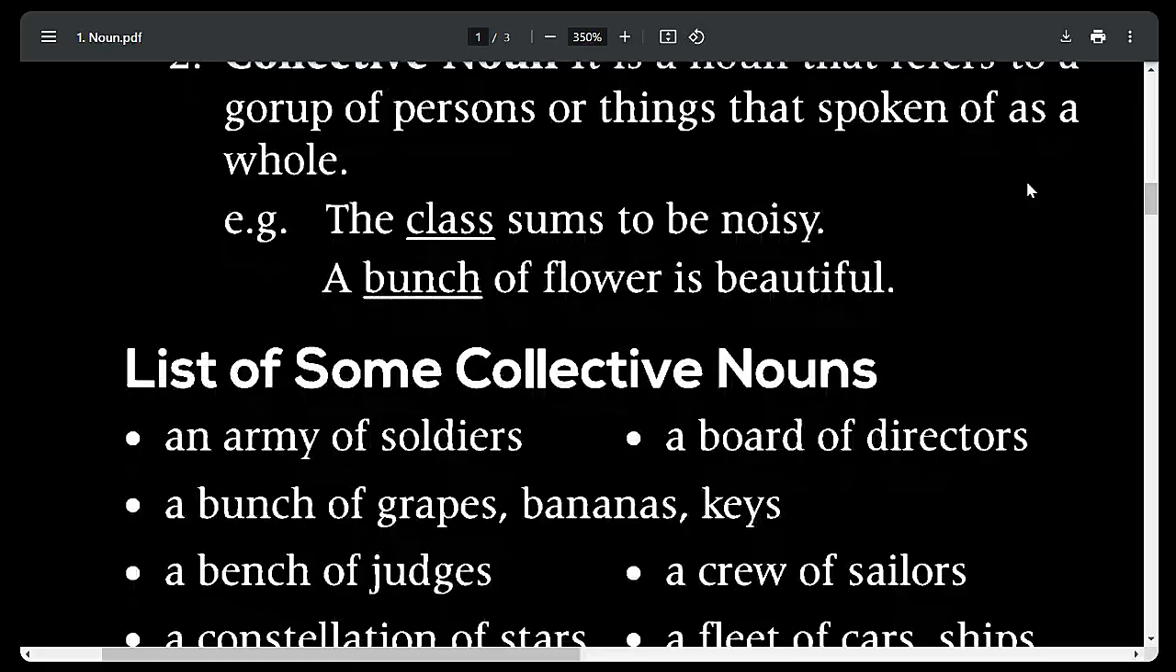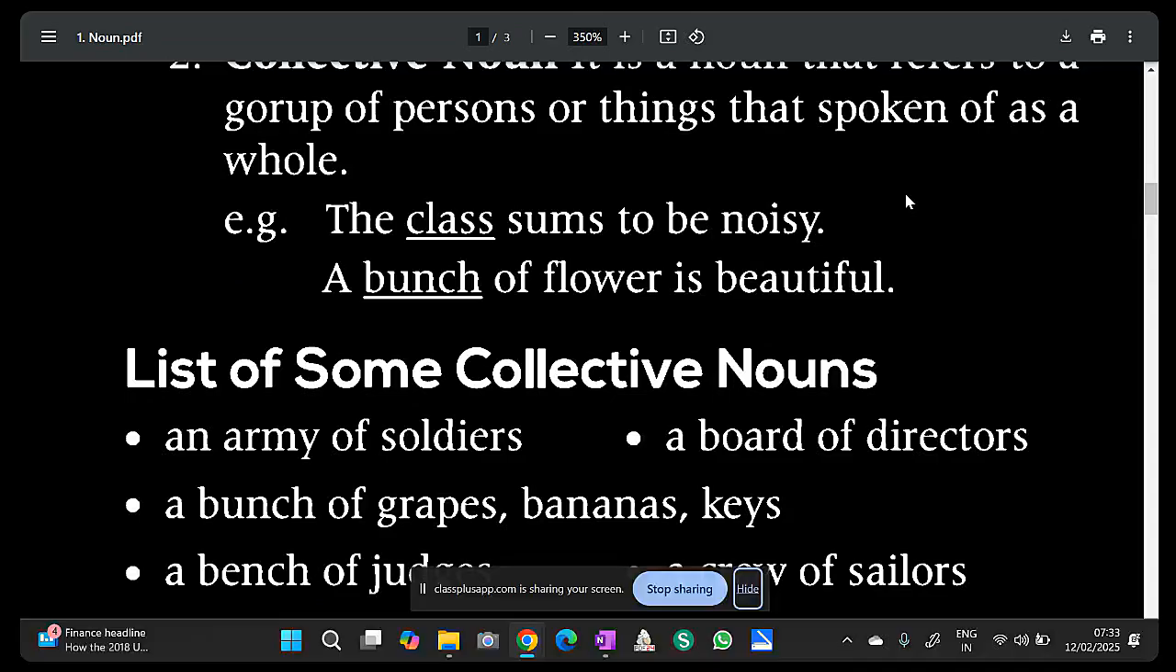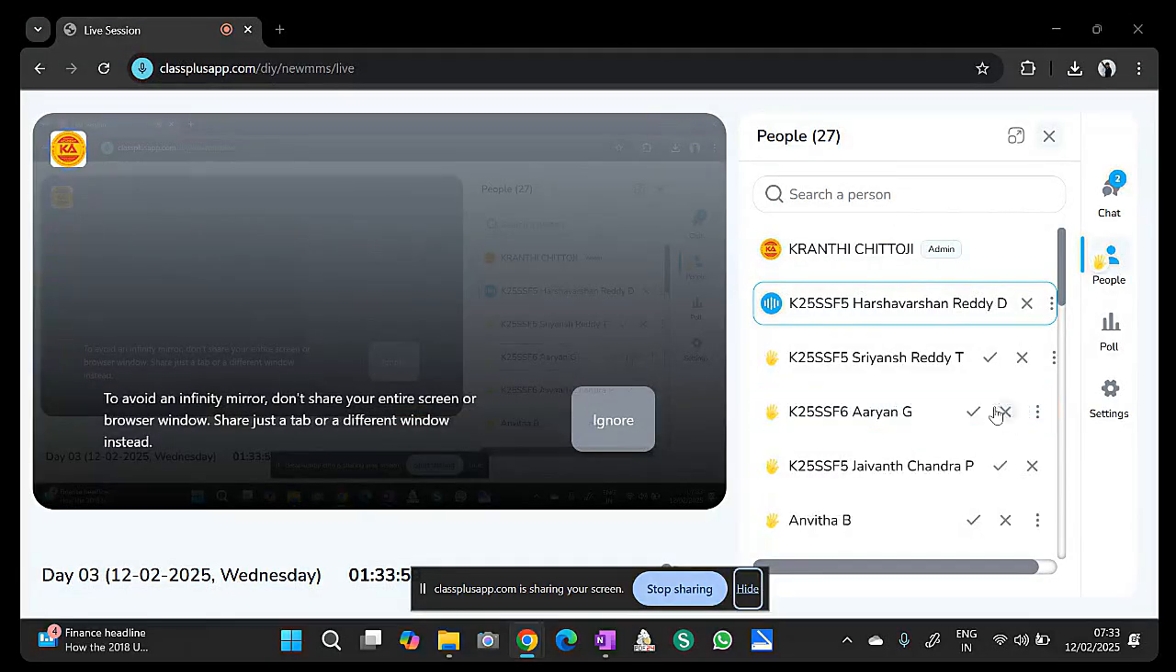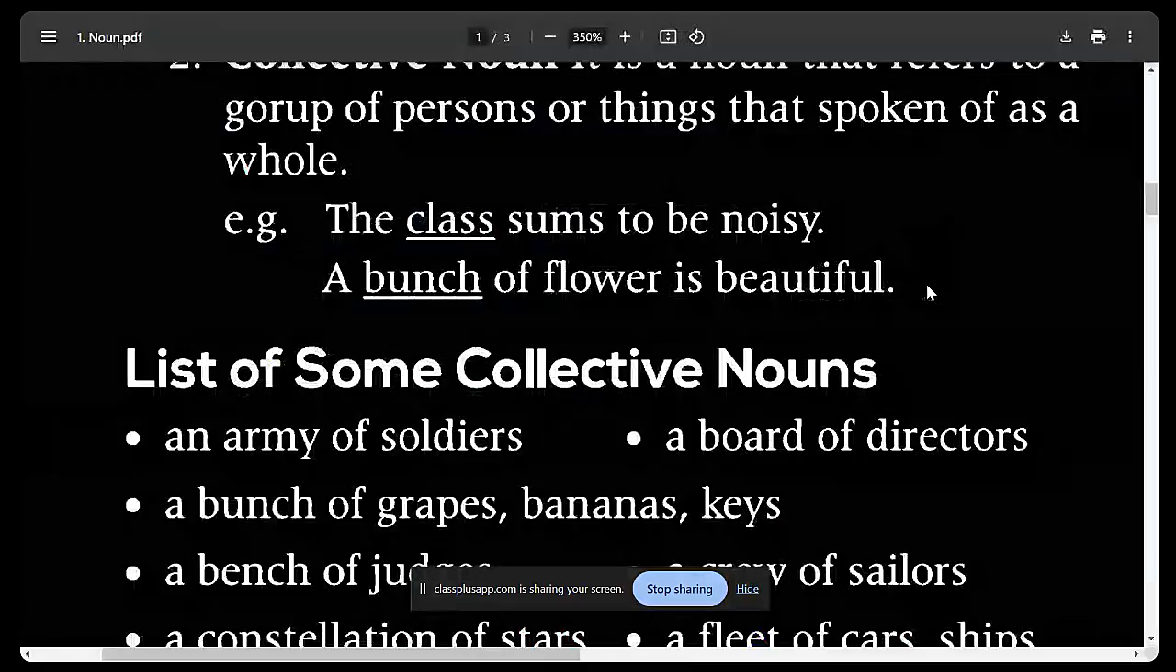So, a bench of judges. All the judges together, the collective noun is called bench. A crew of sailors. Sailors means the ones who do journeys on the sea. So sailors together are called a crew of sailors.